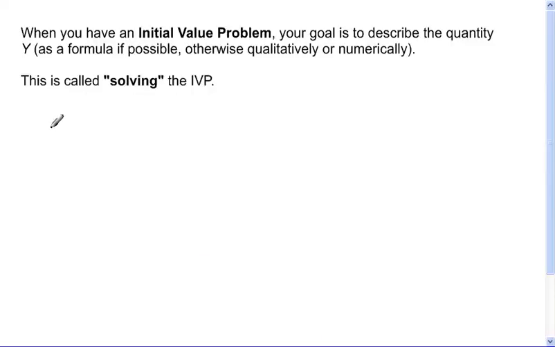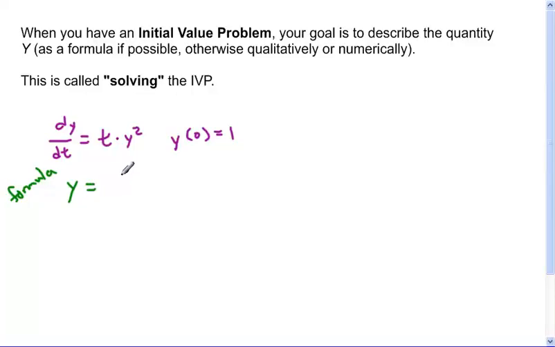So let me go back to that one that I just wrote down. The differential equation was that the derivative was equal to the time times the quantity squared, and the initial condition was y of 0 equals 1. Now, keeping in mind that I'm not showing you how I got this solution, let me write down the answer. And it's going to be a formula answer. It's going to be that y equals 2 over 2 minus t squared. I claim that that is the answer to that initial value problem.